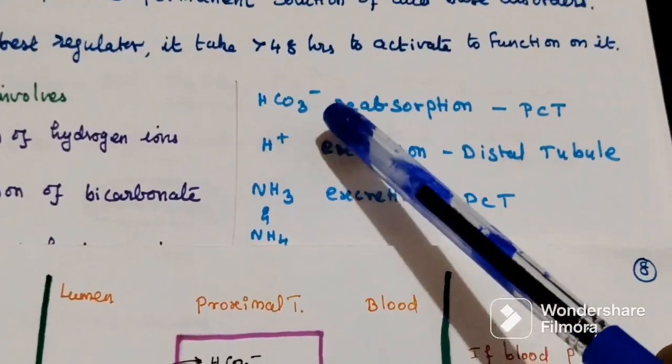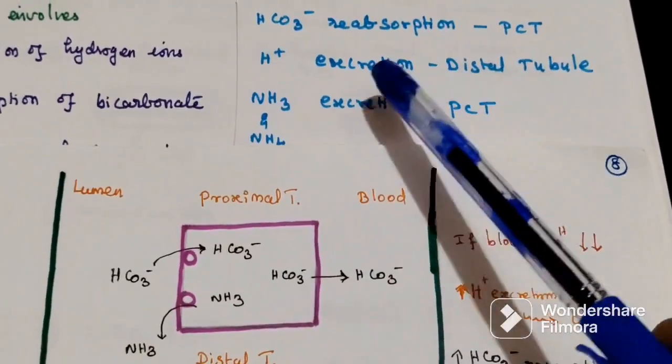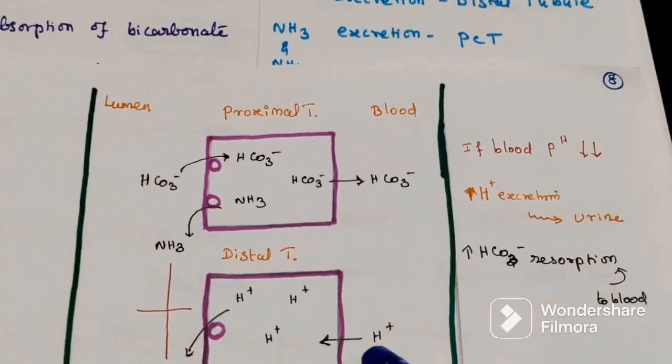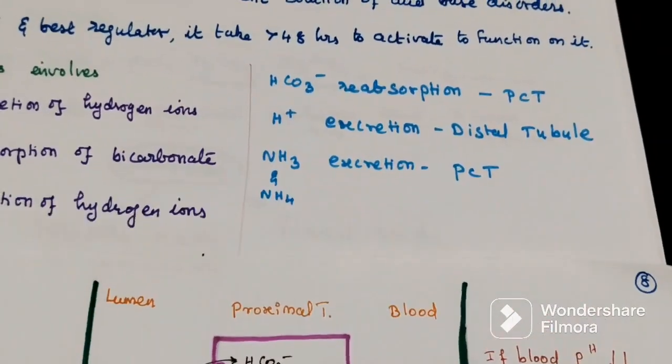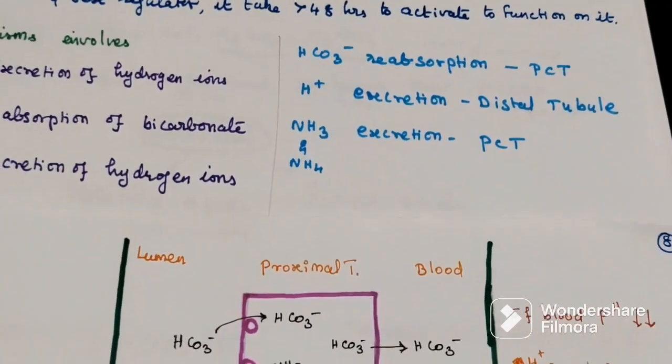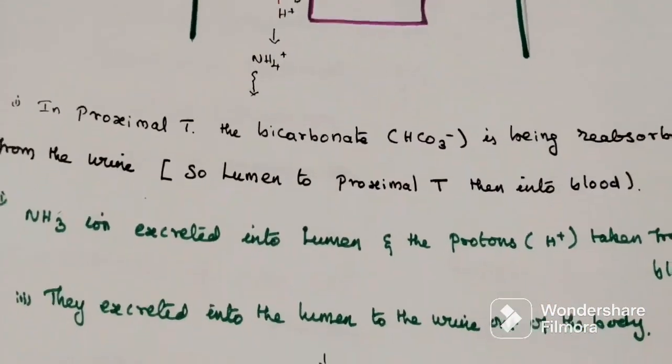This is what is happening in the renal system with blood pH. So this HCO3 is reabsorbed by the proximal tubule, this hydrogen ion is excreted, then NH3 and NH4 are excreted from the proximal tubule. It is excreted in the form of urine.